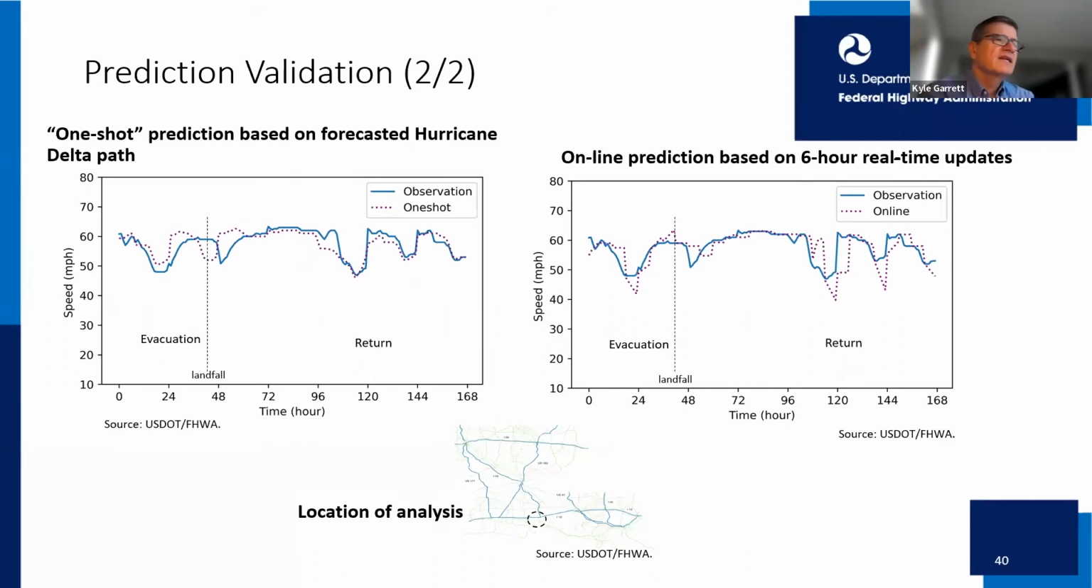On the right-hand side, we have a slightly different set of models that were doing 6-hour real-time updates of what the predicted landfall and path would be. And again, the results are similar. We caught, as shown with the red dotted line, the evacuation piece and the return piece as well.